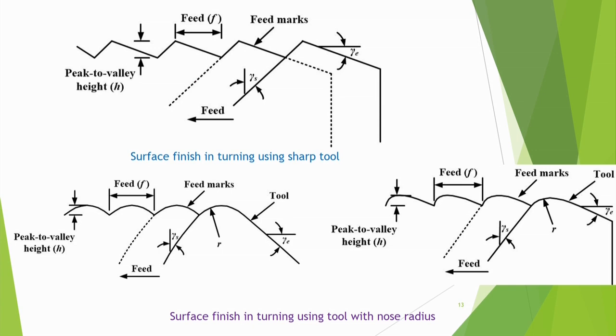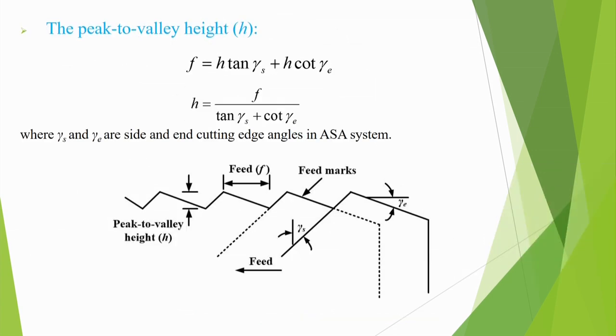Another case can be when the nose is not fully engaged and some portion is cutting here; in that case you get this type of picture. Based on that, you can find an ideal expression for the roughness of the machined surface. Suppose the tool is very sharp, then the feed f is equal to h tan gamma s plus h cot gamma e. Here h is the peak to valley height, that is Rz.